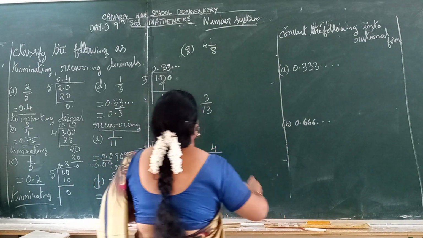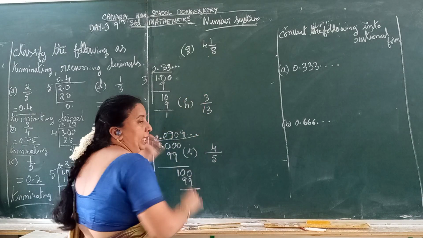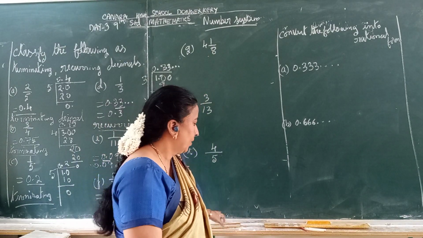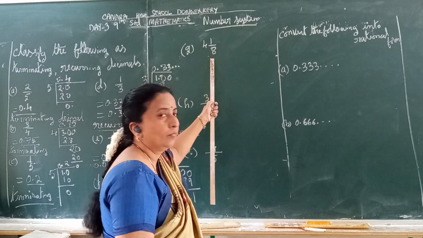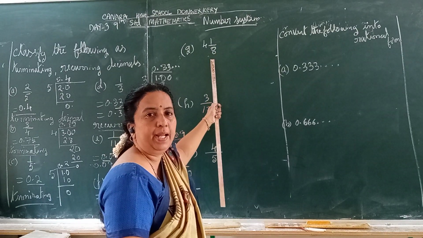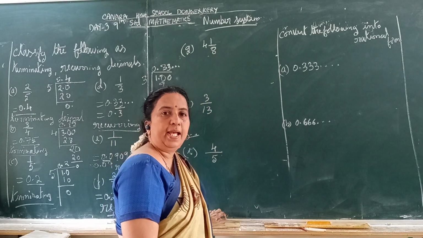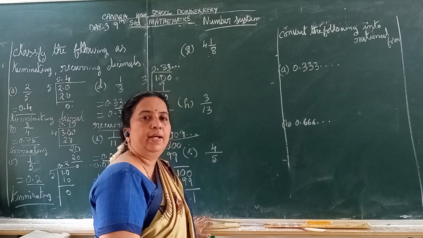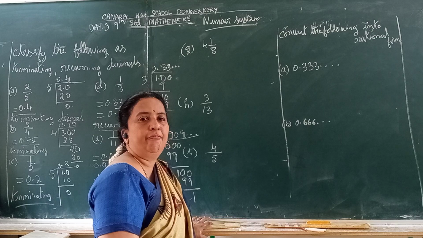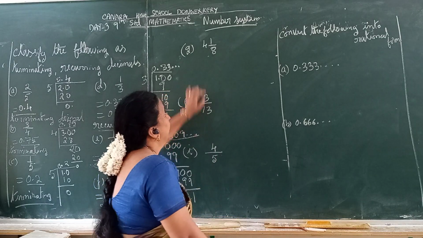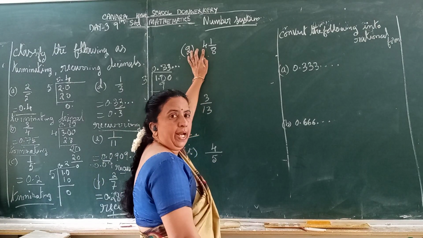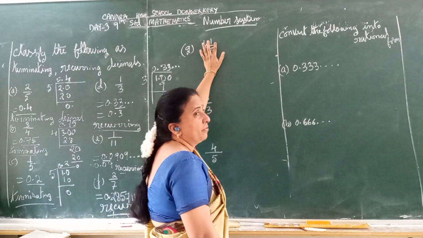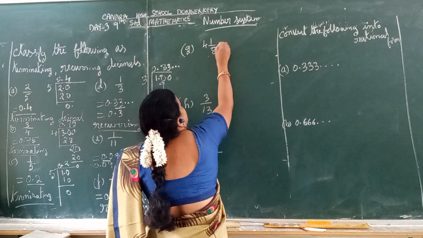Let us write the next question: 4 1 by 8. It is a mixed fraction. It should be converted into an improper fraction. How to convert? 4 into 8, 32 plus 1, 33.